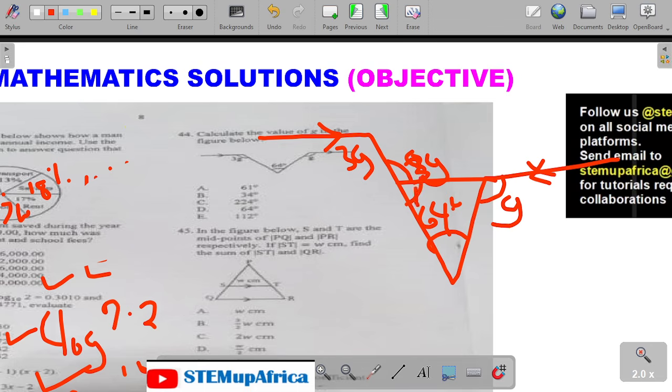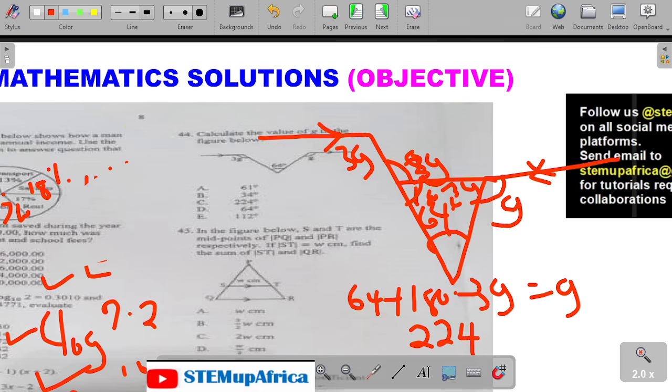Here is now 180 minus 3G, complementary angles. So I'm having 64 plus 180 minus 3G equals G. That means the sum of two interior equals the exterior. So 64 plus 180, that is 244, equals 4G. So 244 divided by 4, that's 61, option A, 44A.